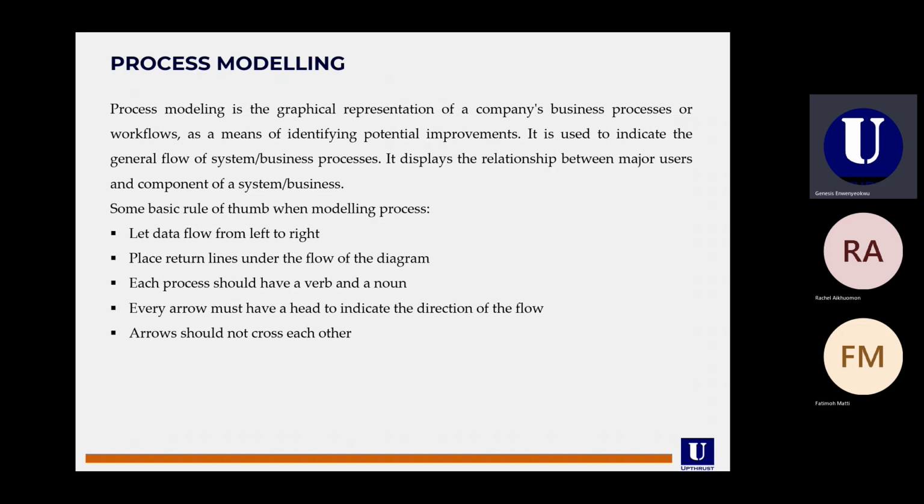We need to place return lines under the flow of the diagram. We need to ensure that each process has a verb and a noun, and every arrow must have a head to indicate the direction of the flow. I'll show you an example of a process flow, so don't be so scared, right? Then we have arrows, which we should ensure do not cross each other.